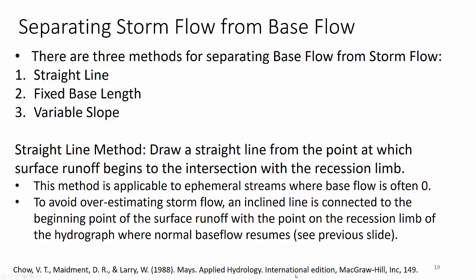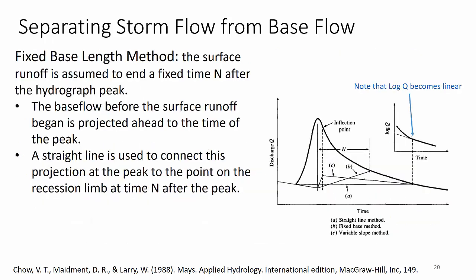Now, I will tell you there are other 2 methods because whoever you're working with may require you to use them, but unless you have specific information, I think they're overly complicating what we know. But here we go. Fixed base length method, where the surface runoff is assumed to end a fixed time after the hydrographic peak. So we just assume that we know how long it's going to last, and at the end, that's when it stops. And then a straight line is used to connect the projection points.